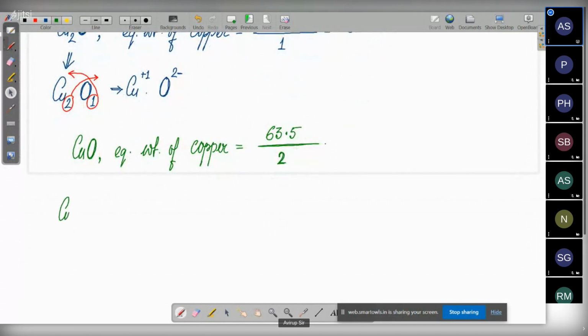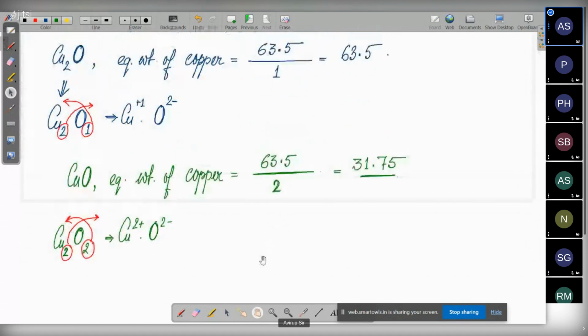See, copper is 2 and oxygen is also 2. Because oxygen has to be 2, that is why we have written it. Copper should also be 2. Then you do the interchange thing. So you are getting Cu2 plus and O2 minus. So 63.5 divided by 2. So that is coming at 31.75. So you are getting the equivalent weight in this way.